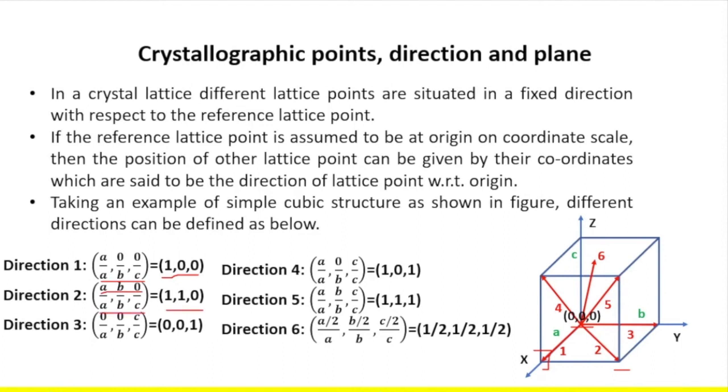Similarly, coming to point 6 here, if you see, it is in the middle of the upper plane, so the coordinate is a by 2, b by 2 and c, and if we divide it by the lattice constants, then we will get the direction of this point.